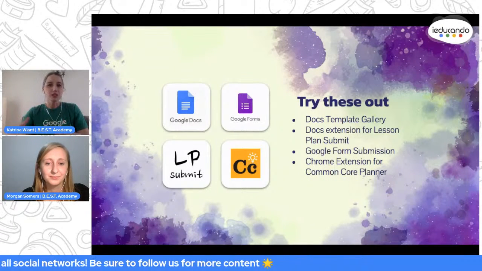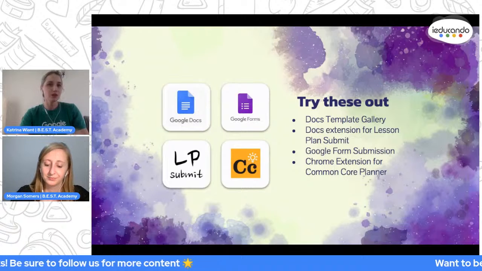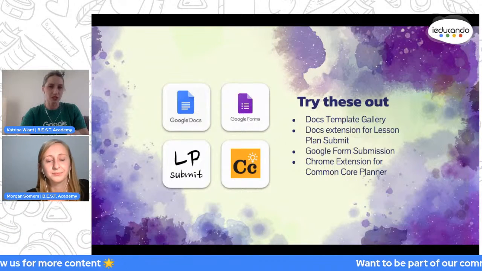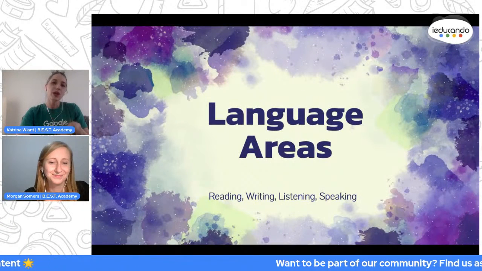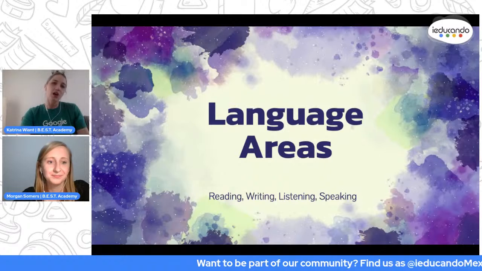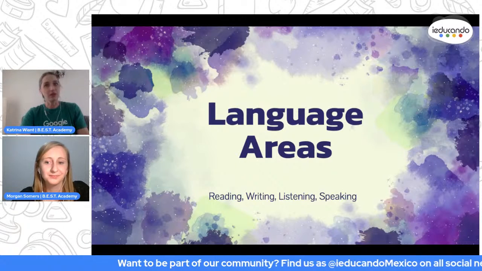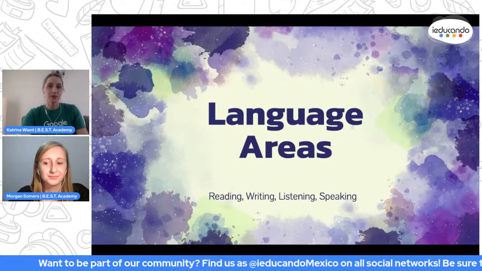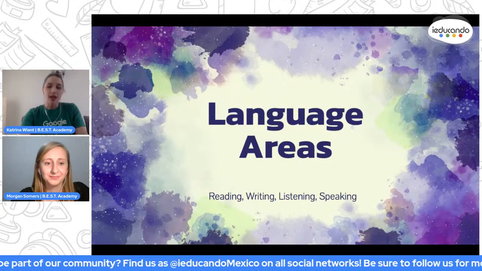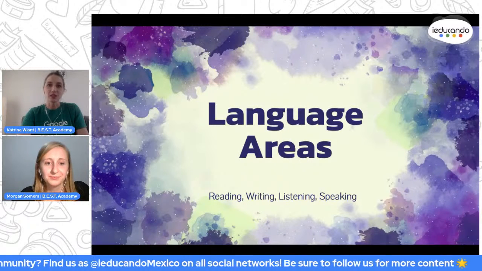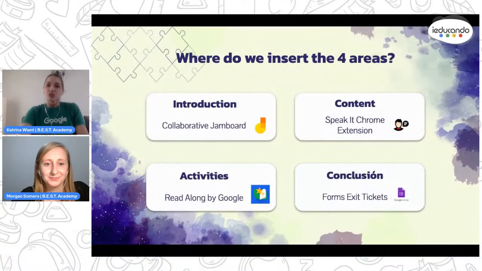So those are just some ideas, but we're going to move on to our language areas because those are the most interesting. And we want to make sure that we insert a balance of our language areas into our online planning or our outlines. And we have some fun things to look at today. So where do we insert the 4 areas? I want you to quickly write on the chat.